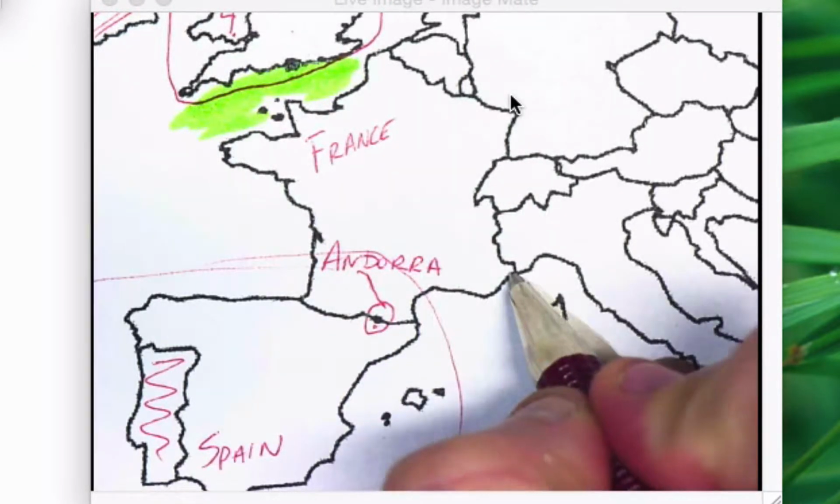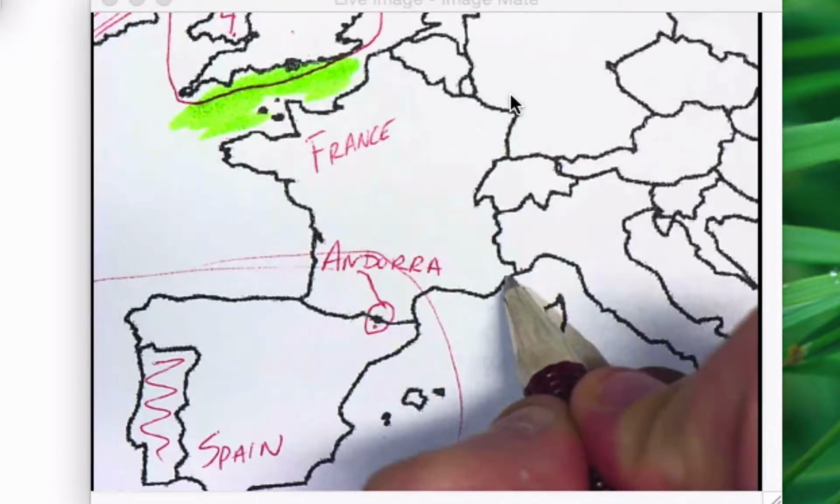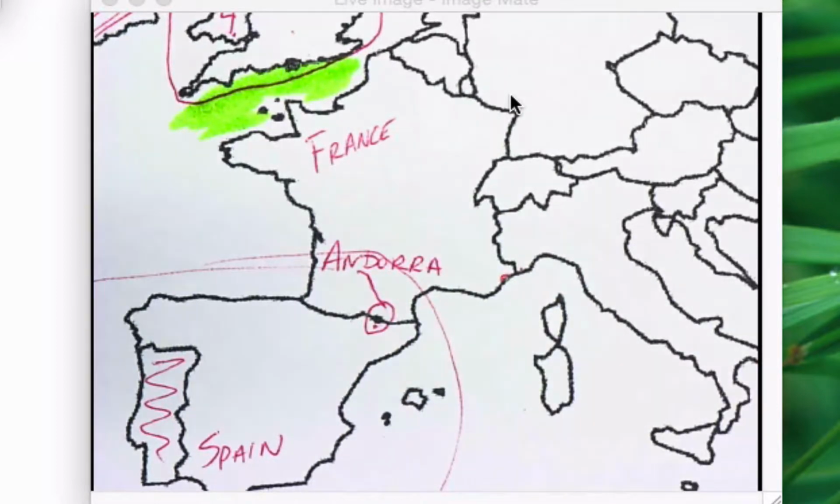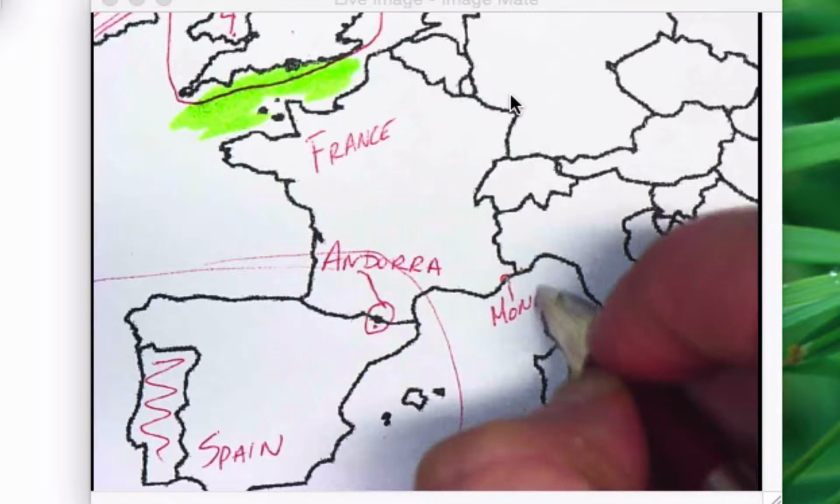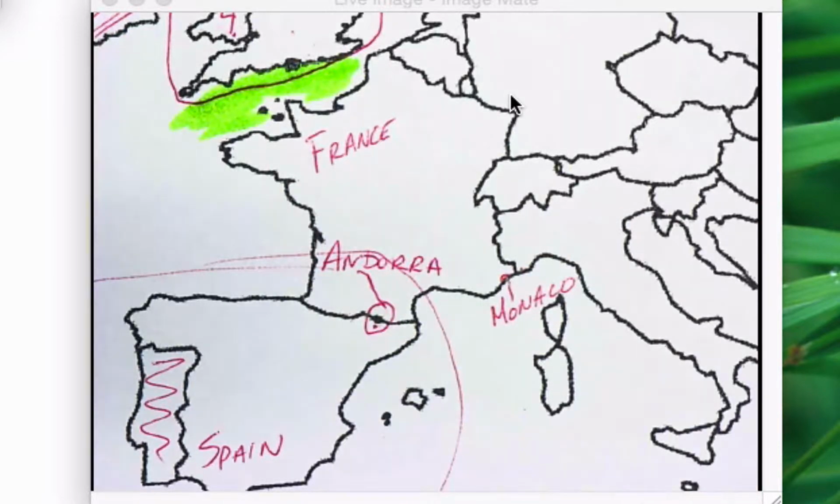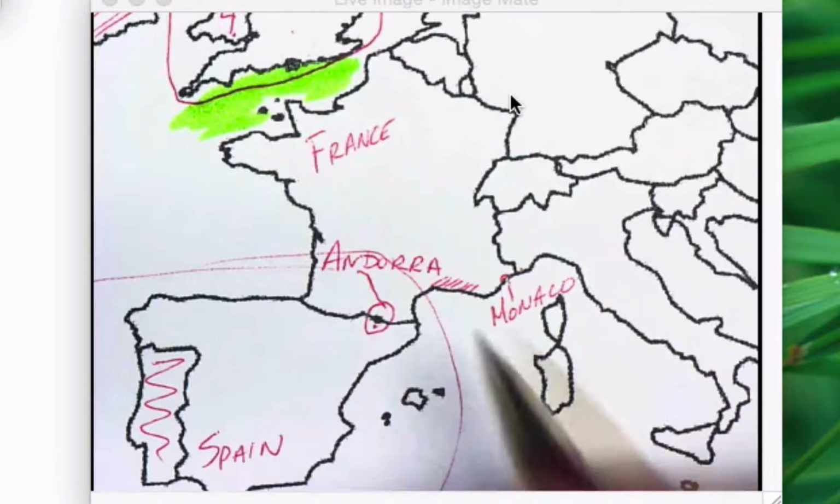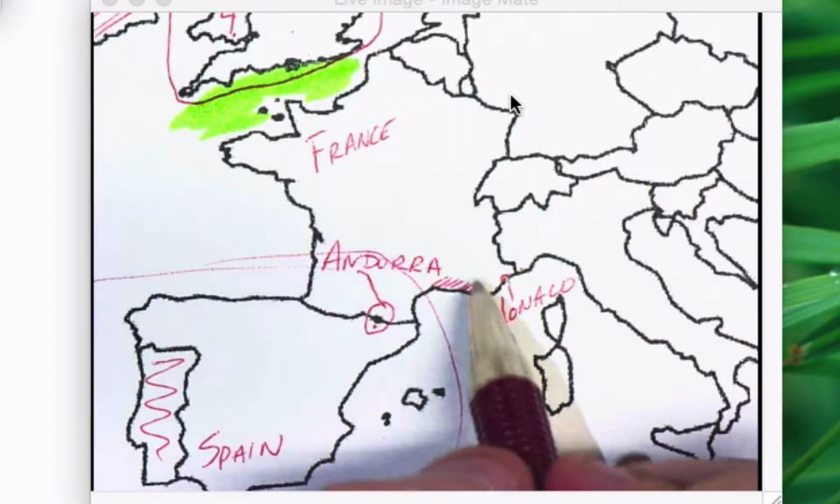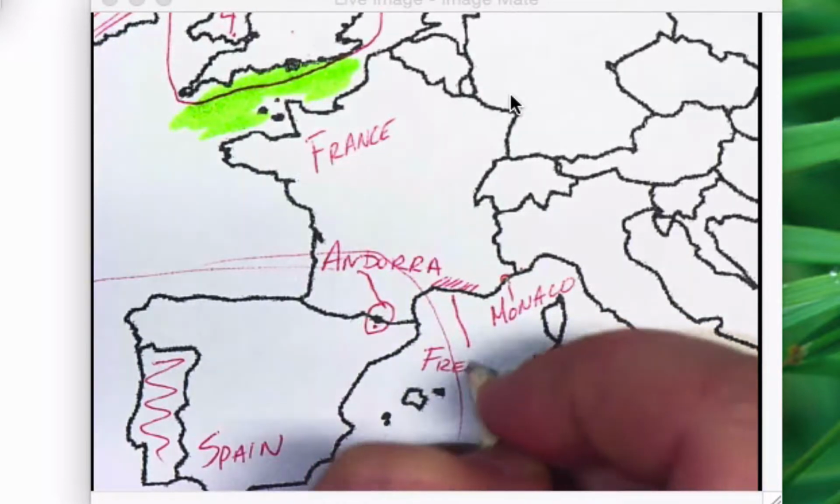Right over here on the border, not quite on the border where all three are, in a little bit, draw yourself a dot. That's a country. You'll be able to write it right out here. That is Monaco. And then right here is a region. It's not a country, it's just part of France, and it's called the French Riviera.